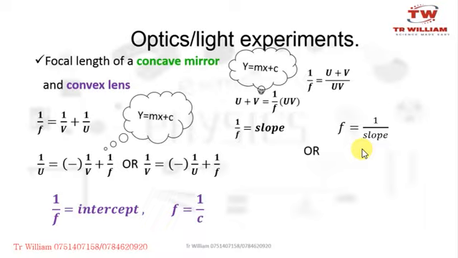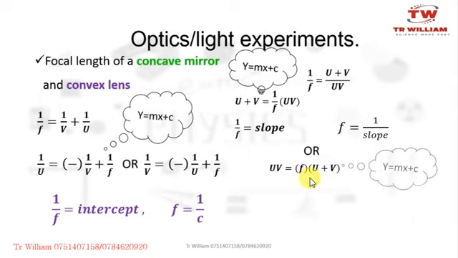Alternatively, another person may say, I'm plotting uv against u plus v, meaning now you have to take f to the other side. So you see f is now in which position? You see that f is in the position for slope. So still from that angle, that this is y, this is m, this is x, you see that f is in the position for slope.